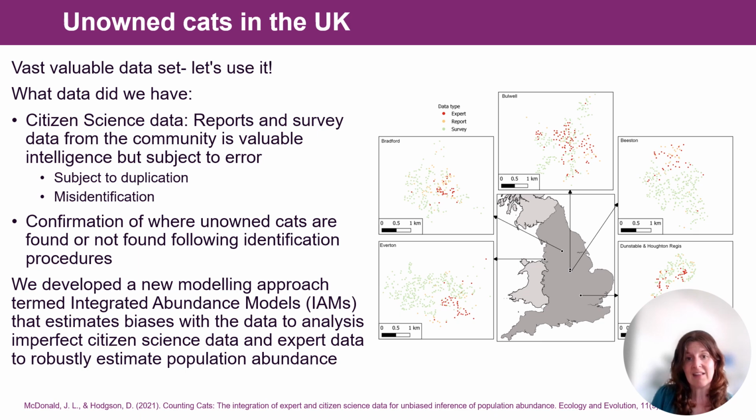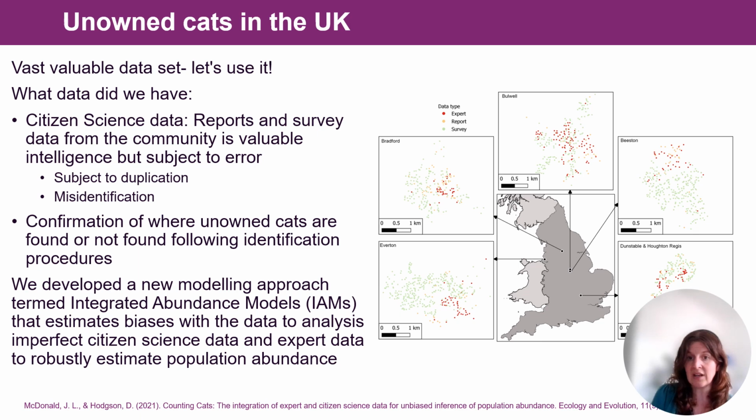If we combine these data sets, then we can account for some of these issues in this data, and we can get more accurate estimates of unowned cats. Combining data sets with different levels of reliability is not new. It's an approach used a lot in ecology where not all animals are detected. However, these models were not created to deal with misidentification.